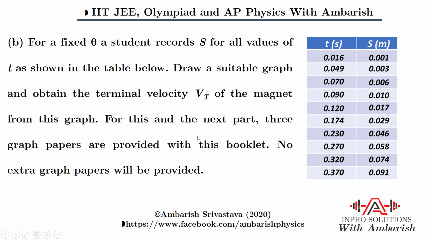Three graph papers are provided with the booklet, no extra graph papers will be provided. Now you are straight away given t versus s. So what happens after a very long time? You know that ds by dt should become constant, because when the terminal velocity is achieved, there will be no further change in velocity, or we can say that the slope of the s-t graph will be constant. So we can just plot the t versus s graph, and towards the end it will become like a straight line, and from that we can get the value of ds by dt, or terminal velocity. So that's what we have done.